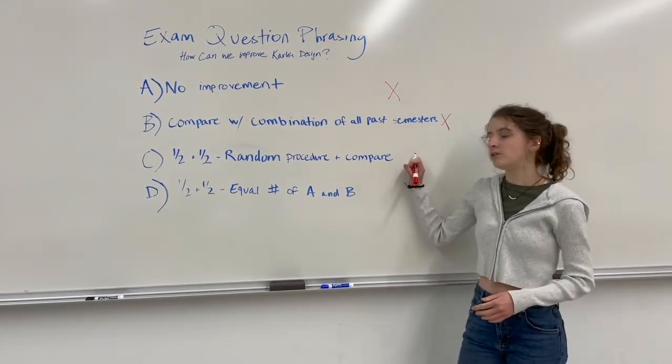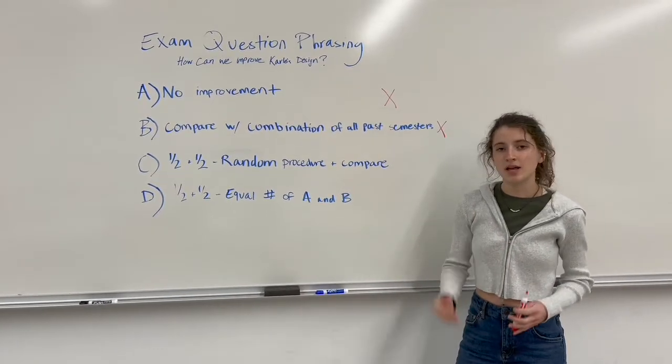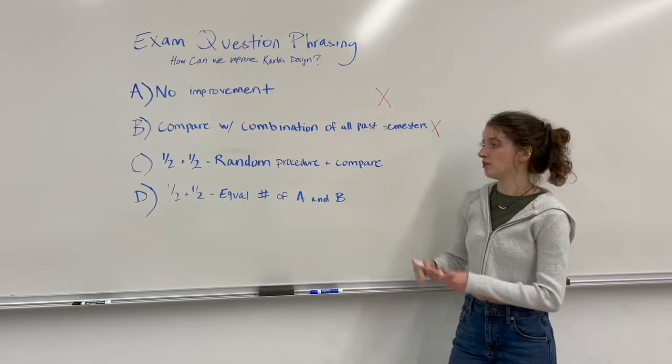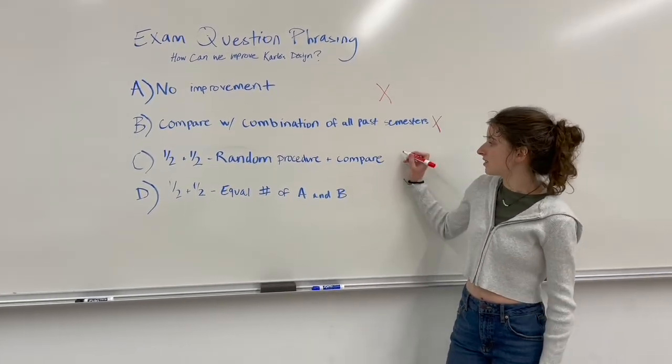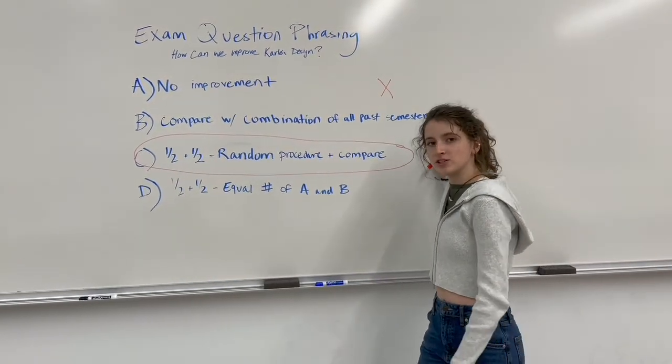However, we do know that in experiments, whenever you can randomize something, whenever you can eliminate human intention from any part of your experiment and make it completely random, you want to do that. So C is going to end up being the right answer, because randomization is always best.